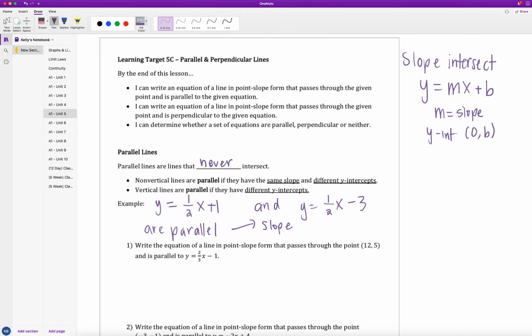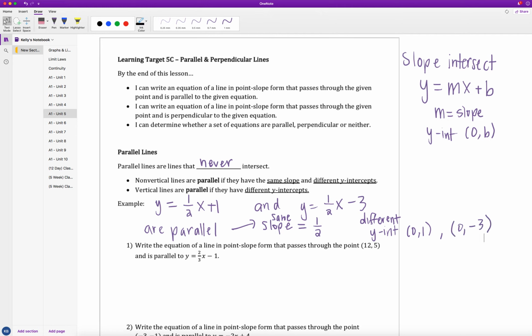On this first equation, we have a slope of 1/2 and a y-intercept of (0, 1). So in our first equation, my slope is equal to 1/2. And in my second equation, we also have a slope of 1/2. So in this case, we have the same slopes. They're both equal to 1/2, but we have different y-intercepts. In our first equation, our y-intercept is (0, 1). And then in our second equation, our y-intercept is (0, -3).